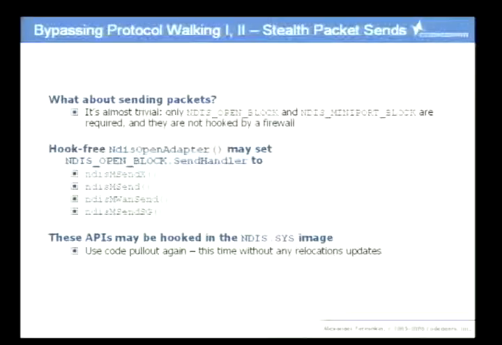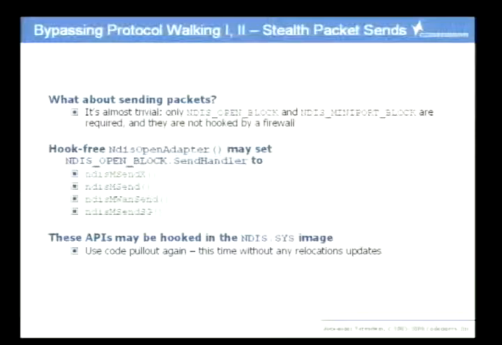So the receive packet techniques are more or less clear now, and I'll move to stealth packet sending. For the first two solutions, packet sending is trivial because all our structures, like the NDIS open block and the NDIS protocol block, are not hooked by a firewall. So we will use pointers from these structures, and we may be sure that these pointers are not hooked by a firewall.